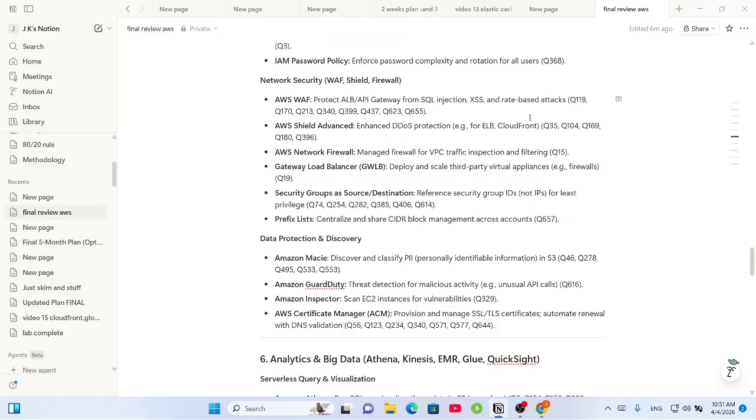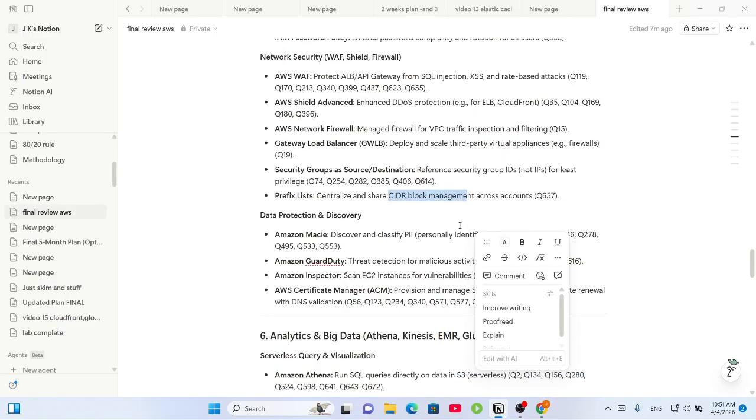Gateway Load Balancer deploys and scales third-party virtual appliances like firewalls. Security groups: we know about that. Reference security group IDs, not IPs, for least privilege. Prefix lists centralize and share CIDR block management.